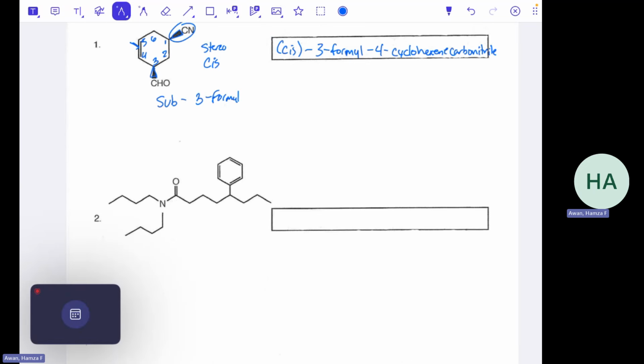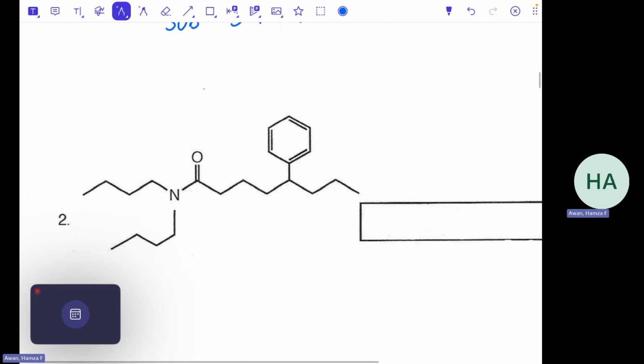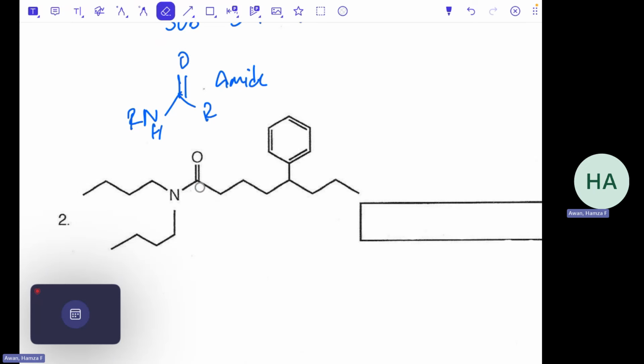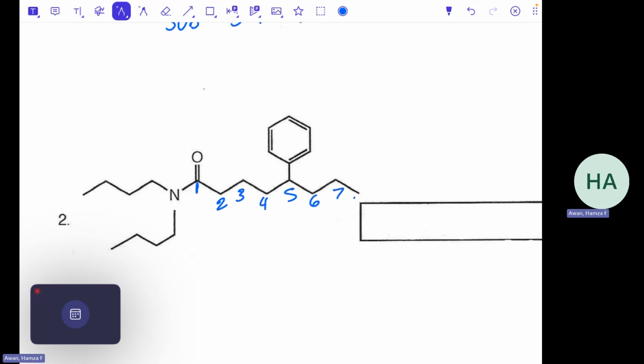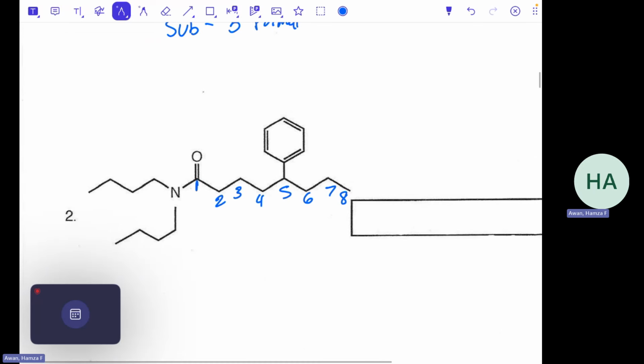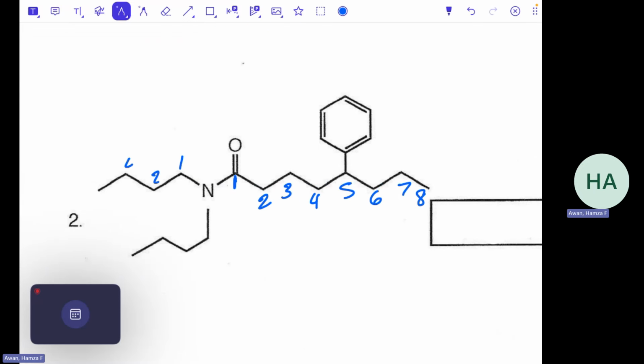All right. On to the second one. So this time we have an amide. So this structure, this is OR and then NR, or NH. This is called an amide. So we're going to be naming it from the parent structure. So this is going to be our first carbon, which is connected to the oxygen. 4, 5, 6, 7, 8. So we have an 8-carbon chain, and then off of the nitrogen, we have two 4-carbon chains.